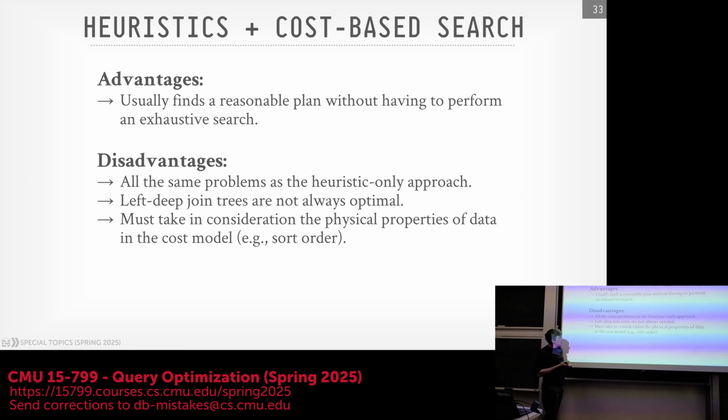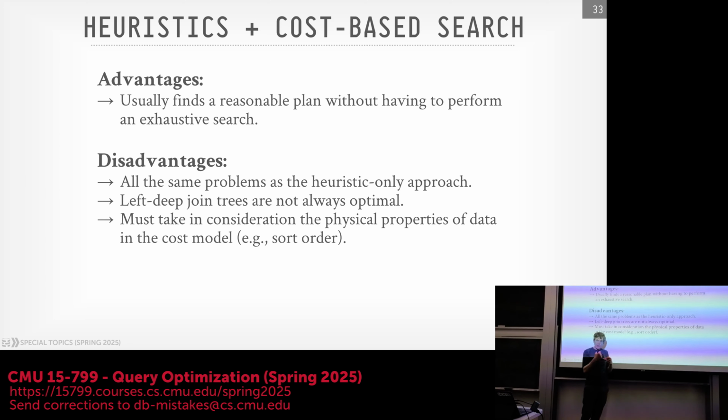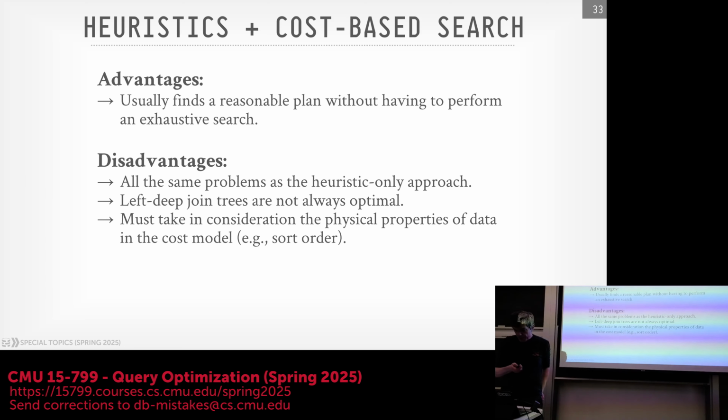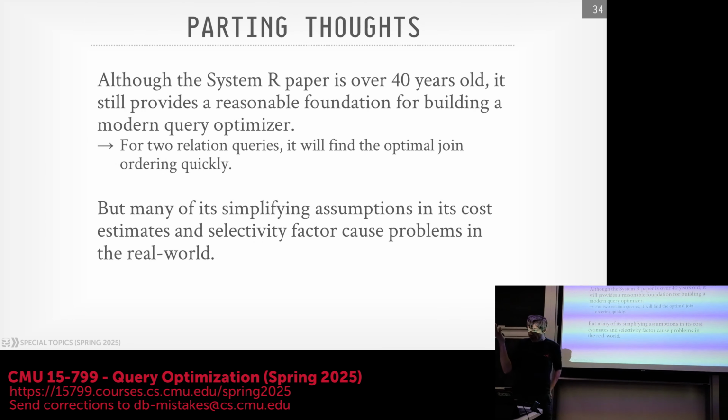As we said before, left heap trees may not always be optimal, but they made that choice to simplify the problem. And the physical properties are basically ignored entirely in the search algorithm, and they have these sort of stopgap approaches that check the order of data after the fact to make sure things are actually still okay, which is not ideal. Okay? So like I said, this paper is over 40 years old.